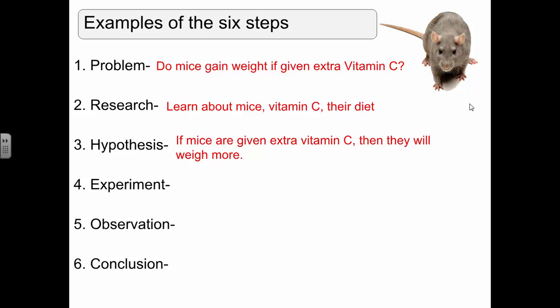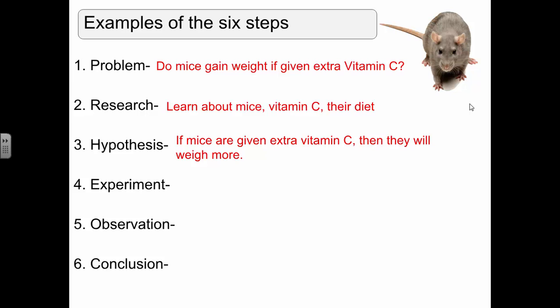So how would I do this? It's time for my experiment. We have our problem, research, and hypothesis. Now I need to set it up. Anyone have ideas about what I would actually do? Jack? Well, you would feed them regularly too, but just add a little bit more vitamin C. Okay. How many mice would I have? One. Okay, I have one mouse.